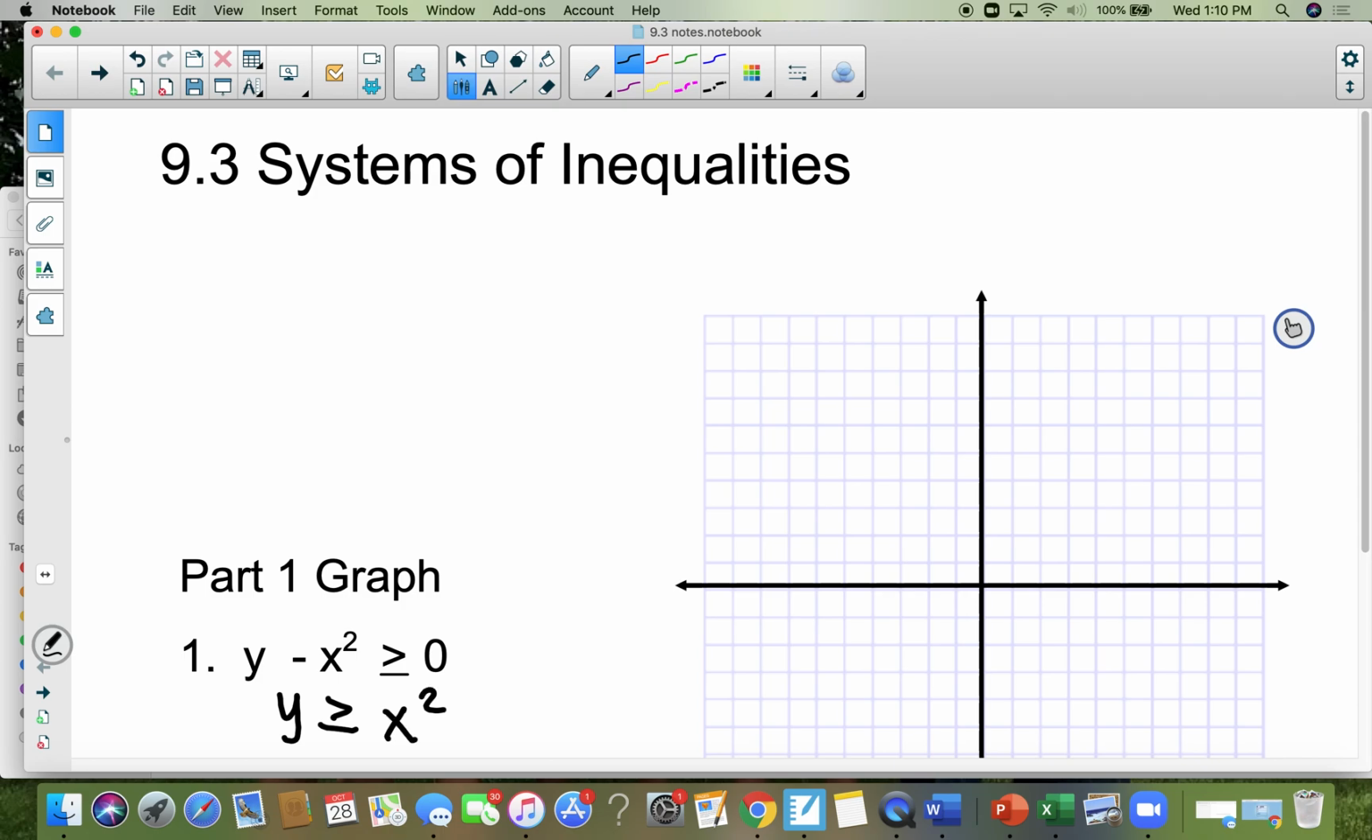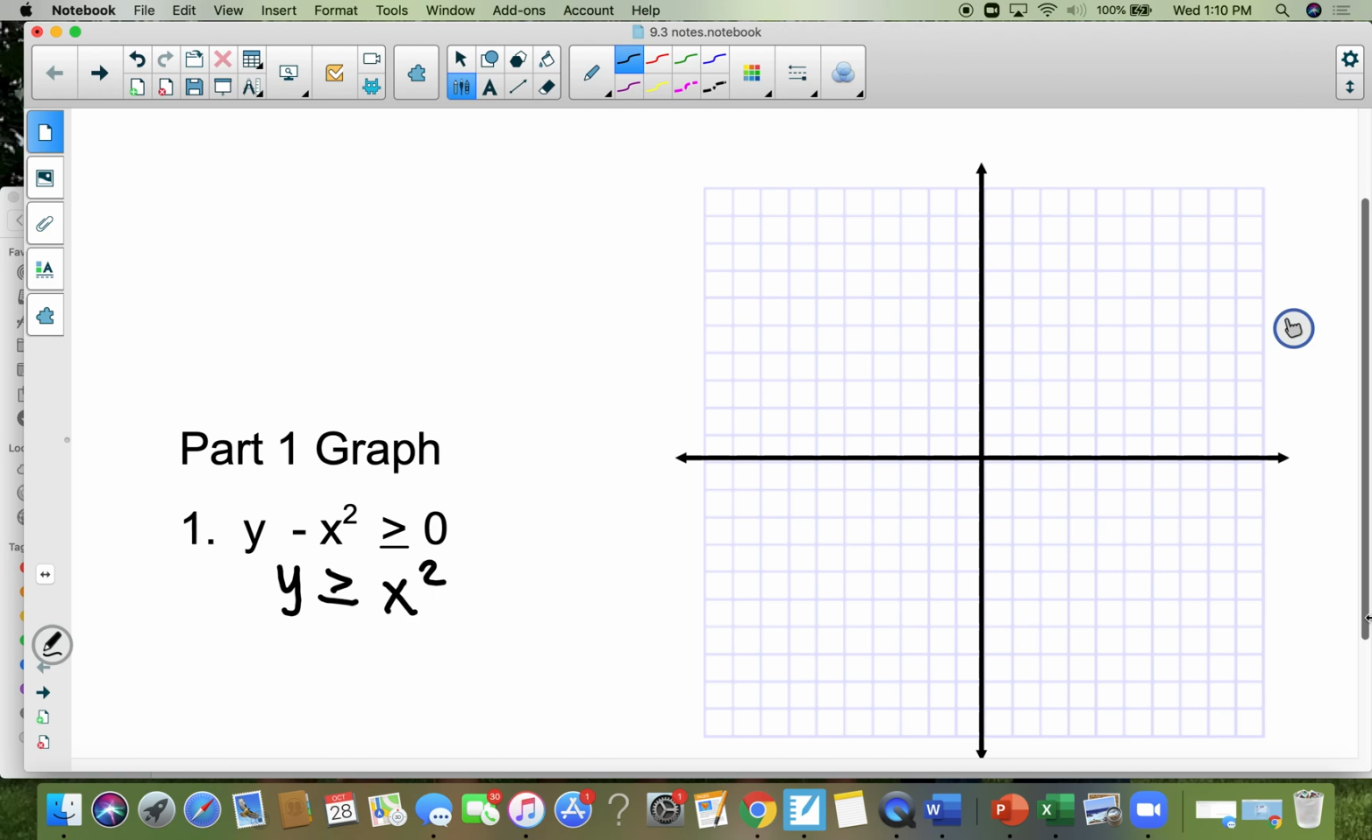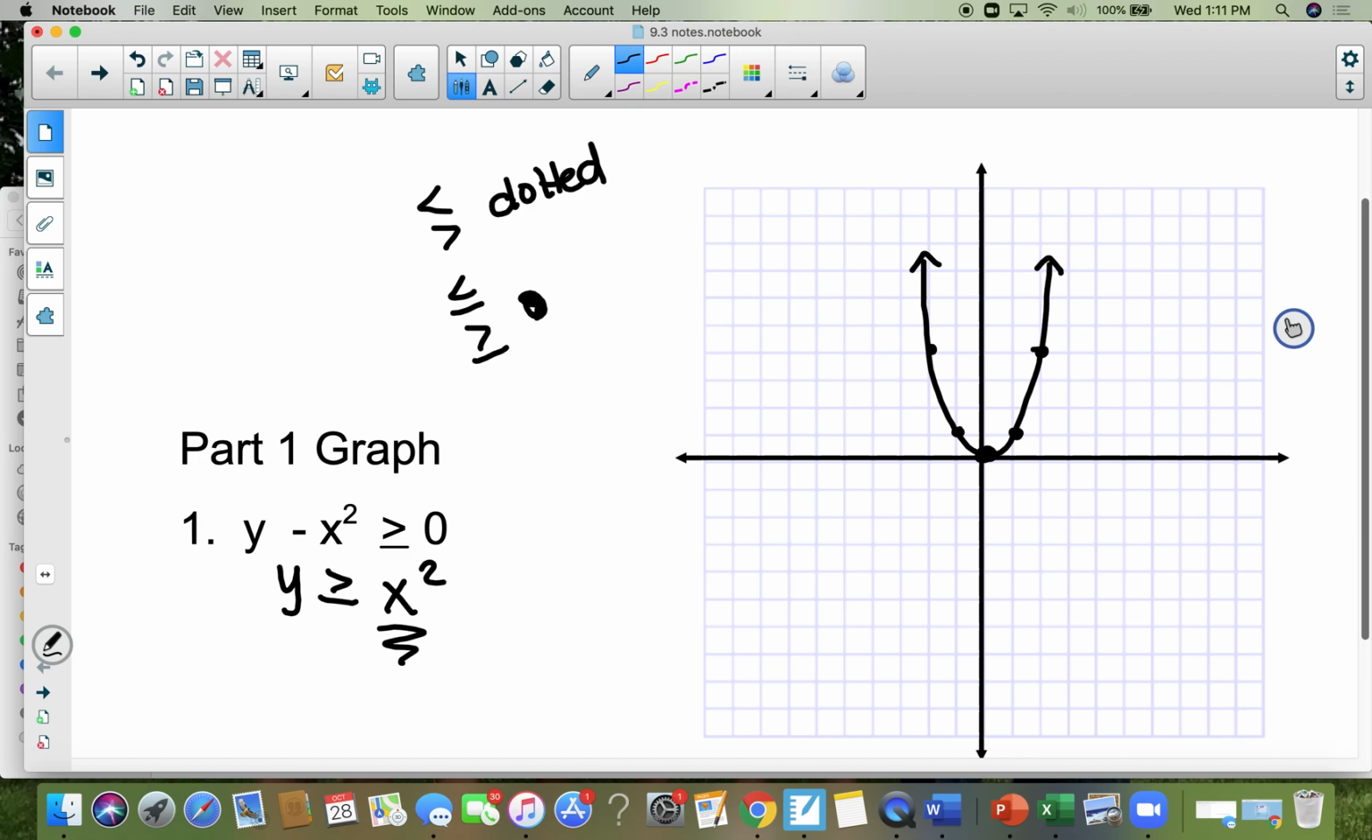And part 1, y needs to be greater than or equal to x squared. You know that x squared is a parabola, and you know it needs to be a solid parabola. Less than and greater than are dotted lines, and less than or equal to and greater than or equal to are solid, sorry.